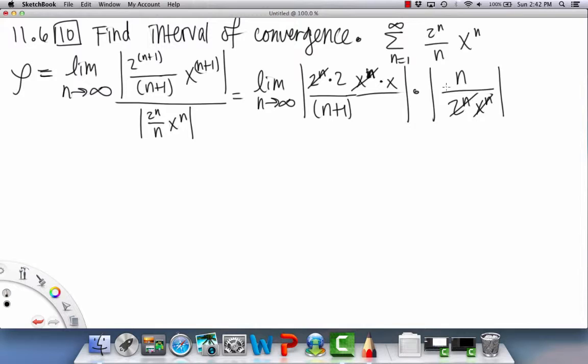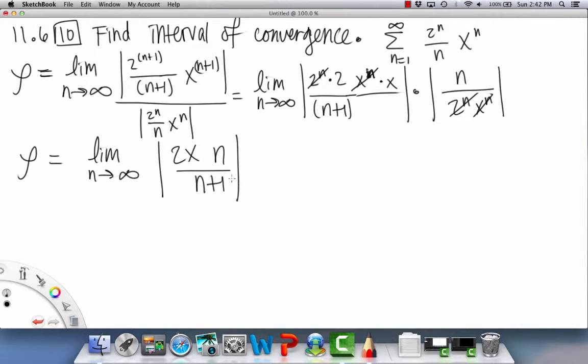So let's rewrite that. We have rho equals the limit as n goes to infinity of 2x times n over n plus 1. We can bring the absolute value of 2x outside, because in this limit as n goes to infinity, that's a constant. Our variable x here is not concerned with the limit part.